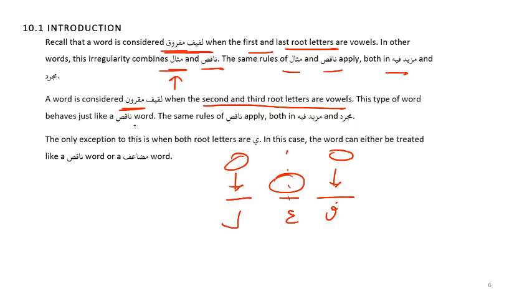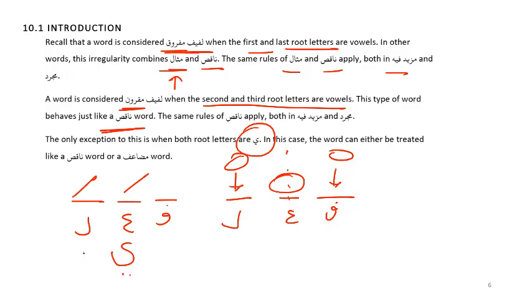This type of word behaves just like a naqis. So when you have the fa, ain, lam, and then you have a vowel over here and here, then all the naqis rules apply. The only sort of exception is if you have two yas at the end. So you have a ya over here and a ya over here, then either we have the naqis rules or the mudaf rules, but by and large, it is the naqis rules.